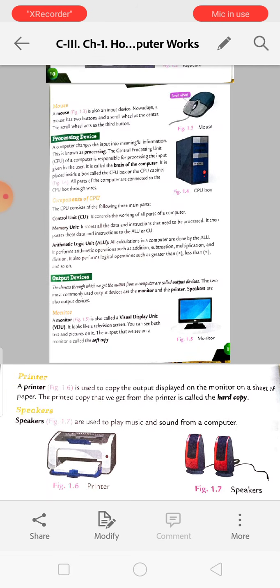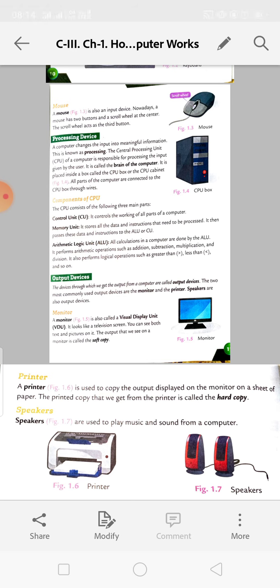Okay. Then comes the printer. A printer is used to copy the output displayed on the monitor on a sheet of paper. So the printer helps to make the output on a sheet of paper. The printed copy that we get from the printer is called hard copy. So when we are seeing the answer on the monitor, that is called soft copy. And when we print it on a printer, it becomes a hard copy.